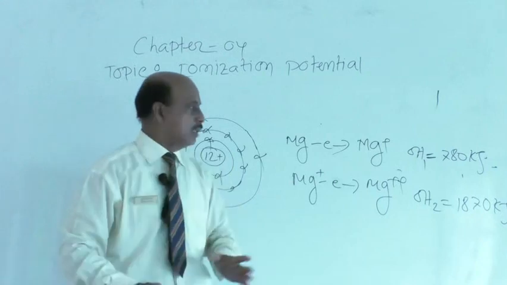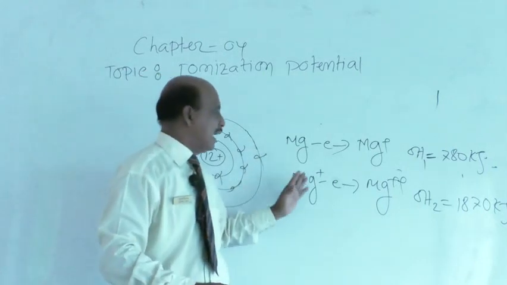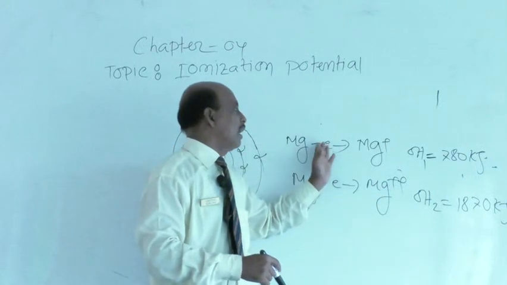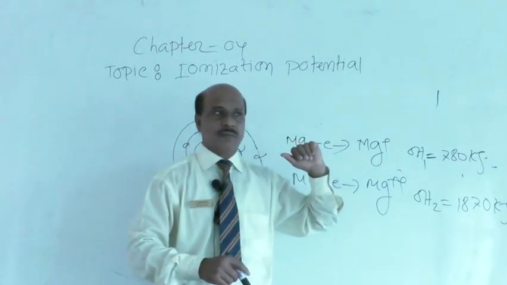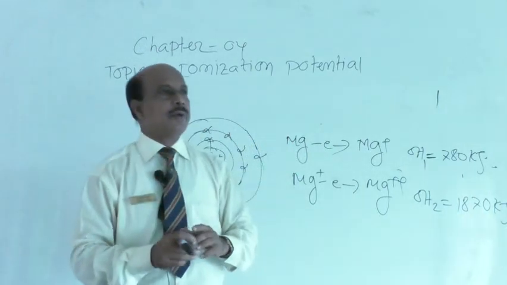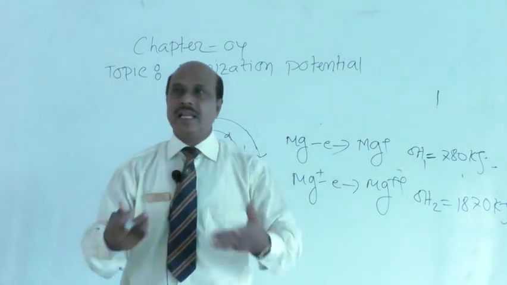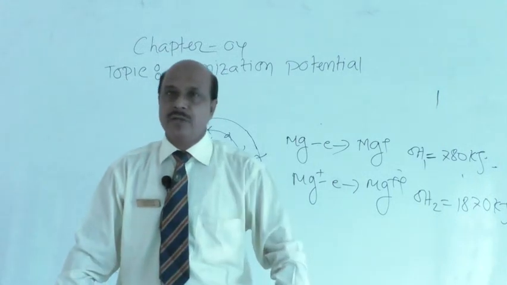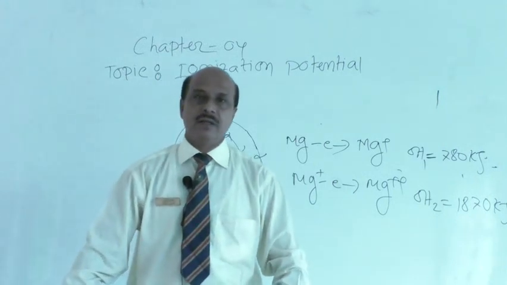What I wanted to show is that the energy of the second ionization potential is more than the first ionization potential. Likewise, if we want to release a third electron from aluminum, the ionization potential will be more. Have you understood or not? Okay.